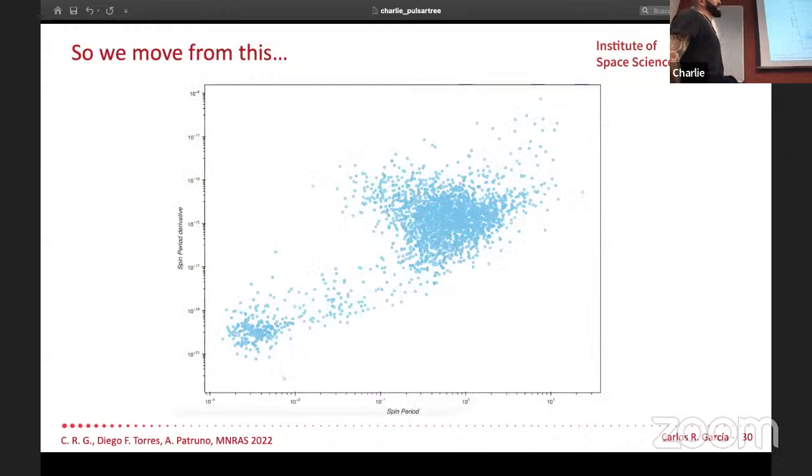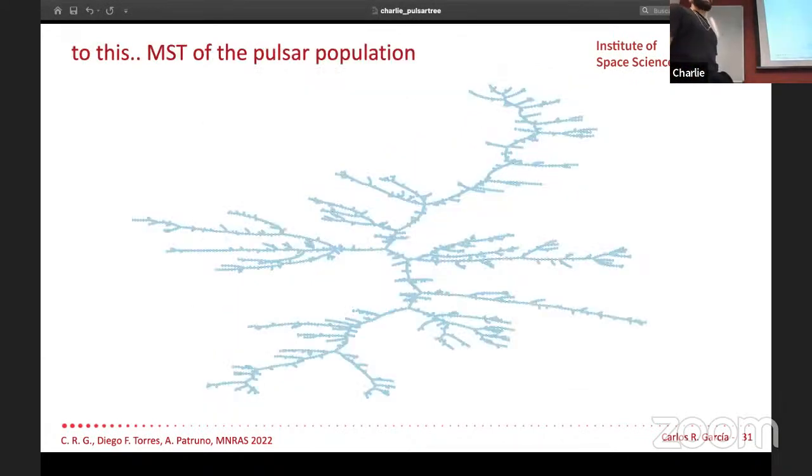So, well, the point here is this. We are going to move from this guy that is really, really useful to this guy, which is the MST of the pulsar population. So here we have 2,509 pulsars, but only using 2,507 edges. So this is the main point.